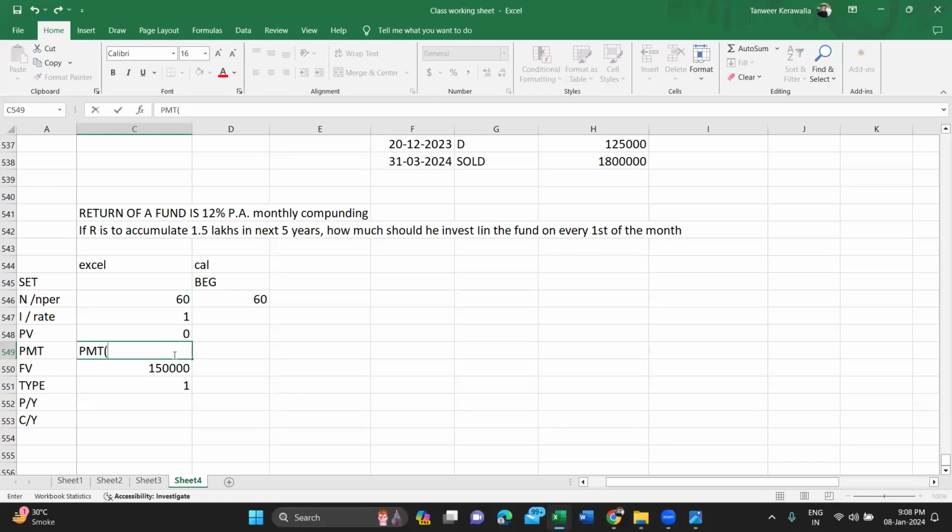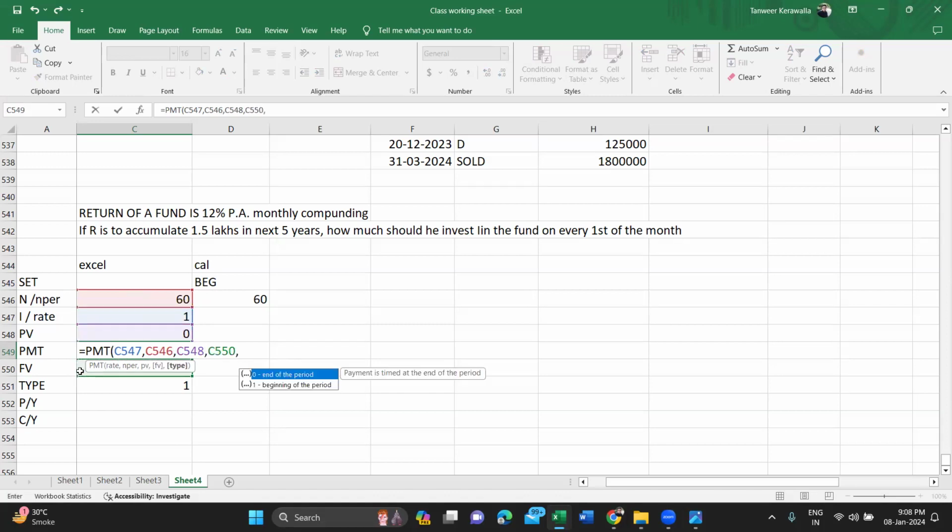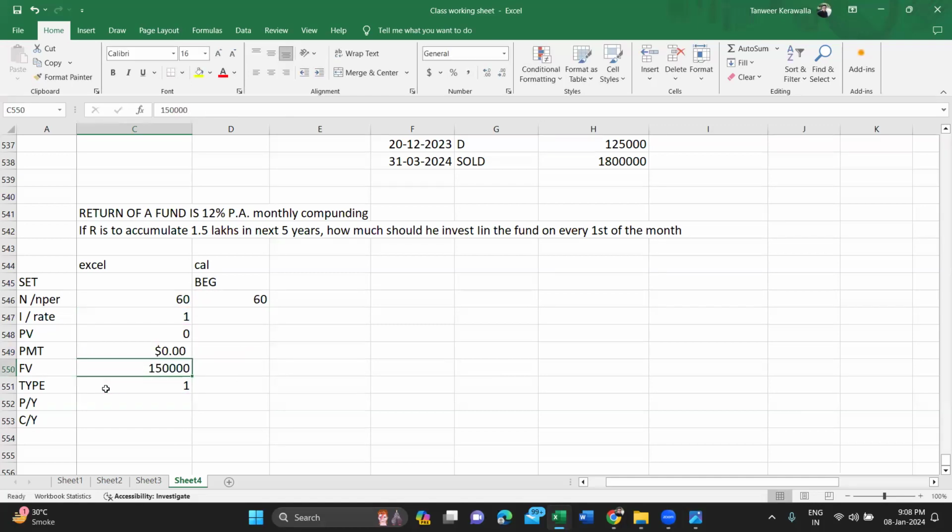PMT, sorry, equal to PMT, rate. Now, whenever I'm using comma here, in Open Office you have to use the semicolon, right? In Open Office, it will be using semicolon, not comma. Then future value and type, right? Okay.